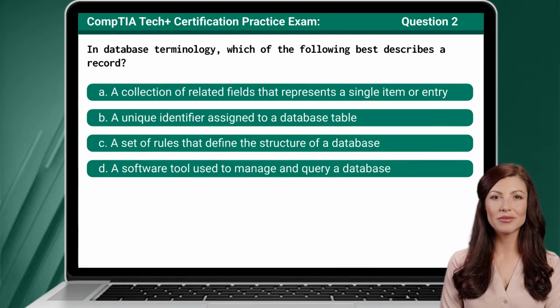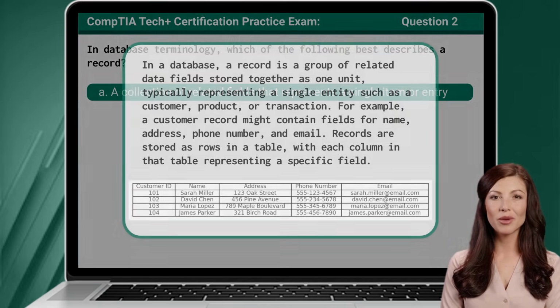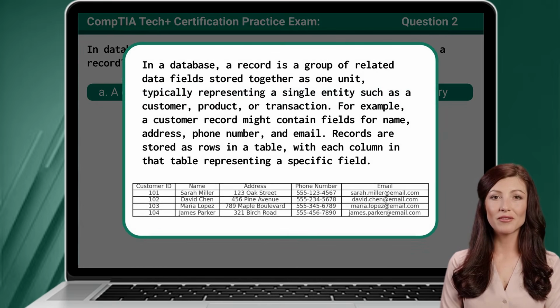Question 2. In database terminology, which of the following best describes a record? The answer is A. A collection of related fields that represents a single item or entry. In a database, a record is a group of related data fields stored together as one unit, typically representing a single entity such as a customer, product, or transaction.